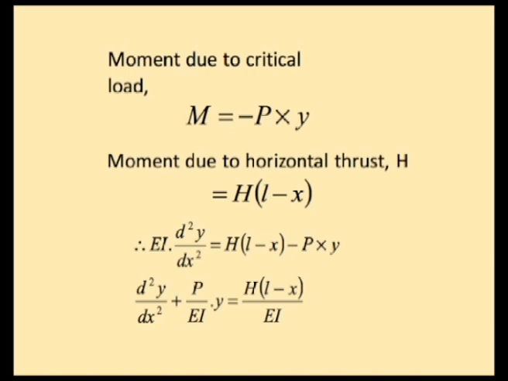Now, we have in hand several boundary conditions. We will substitute the boundary conditions, find the values of constants A and B, and then we will have the equation for the critical load of a column with one end fixed and the other end hinged.